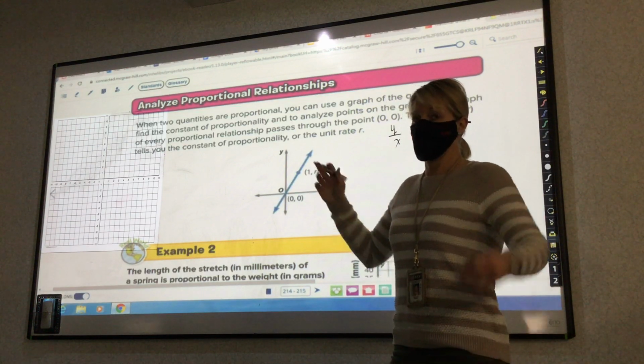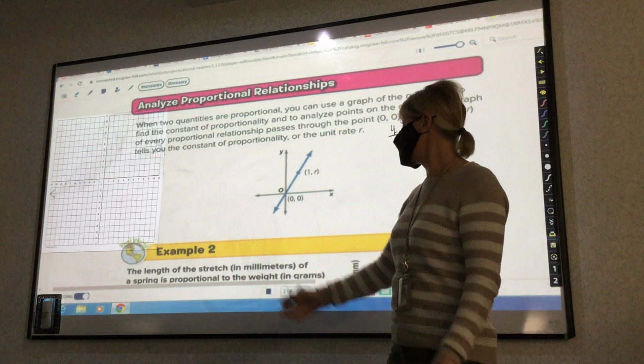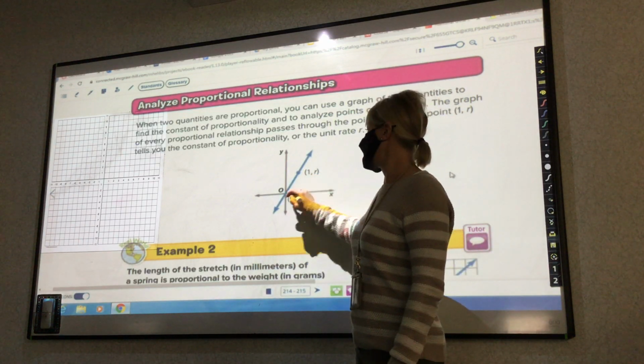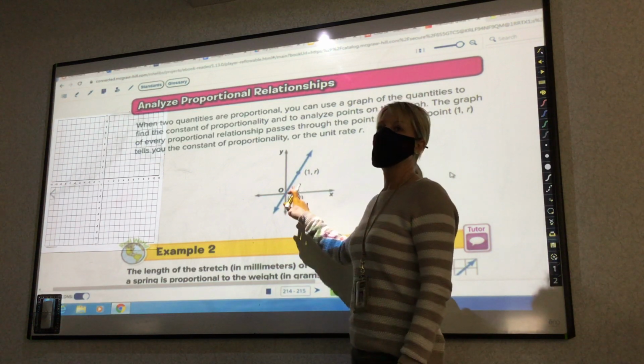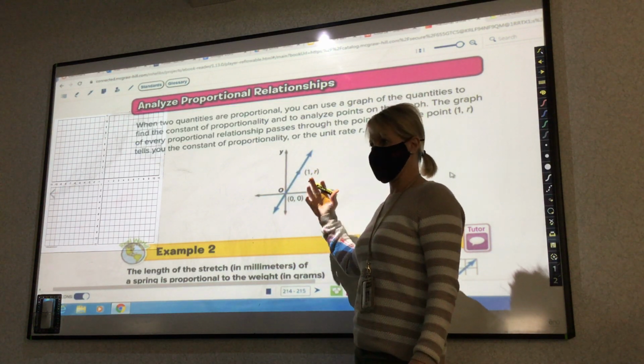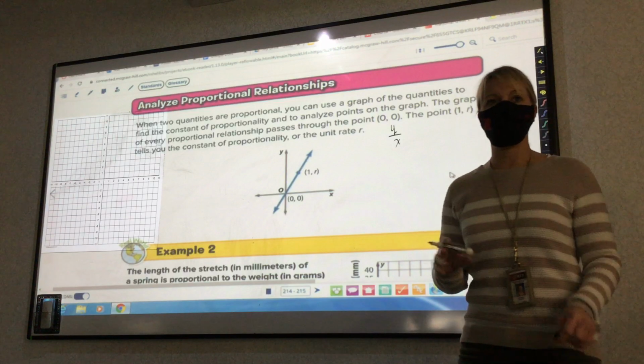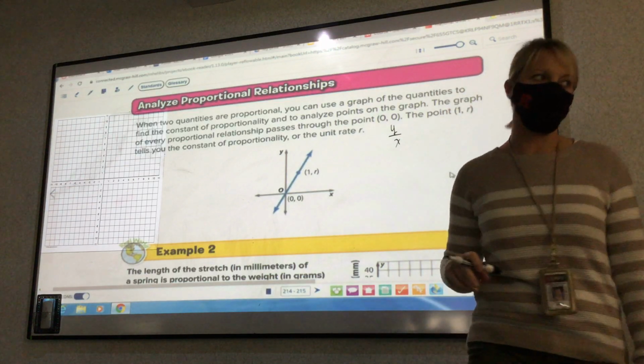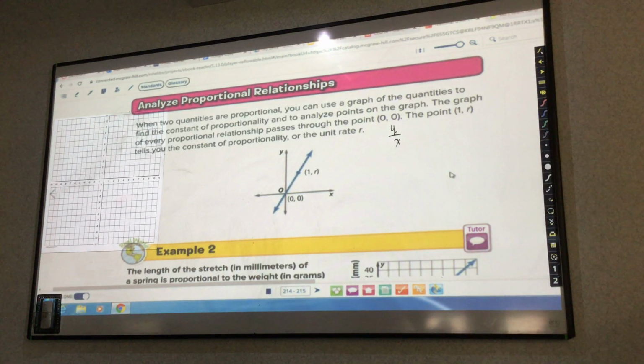Okay? And that's what we have just been doing. 1, r, r would be your y, so whenever I go to the 1, what is my y? That's your unit rate. Sometimes it's not easy to find on a graph, so that's why we always want to represent it like this. So let's look at our second example.